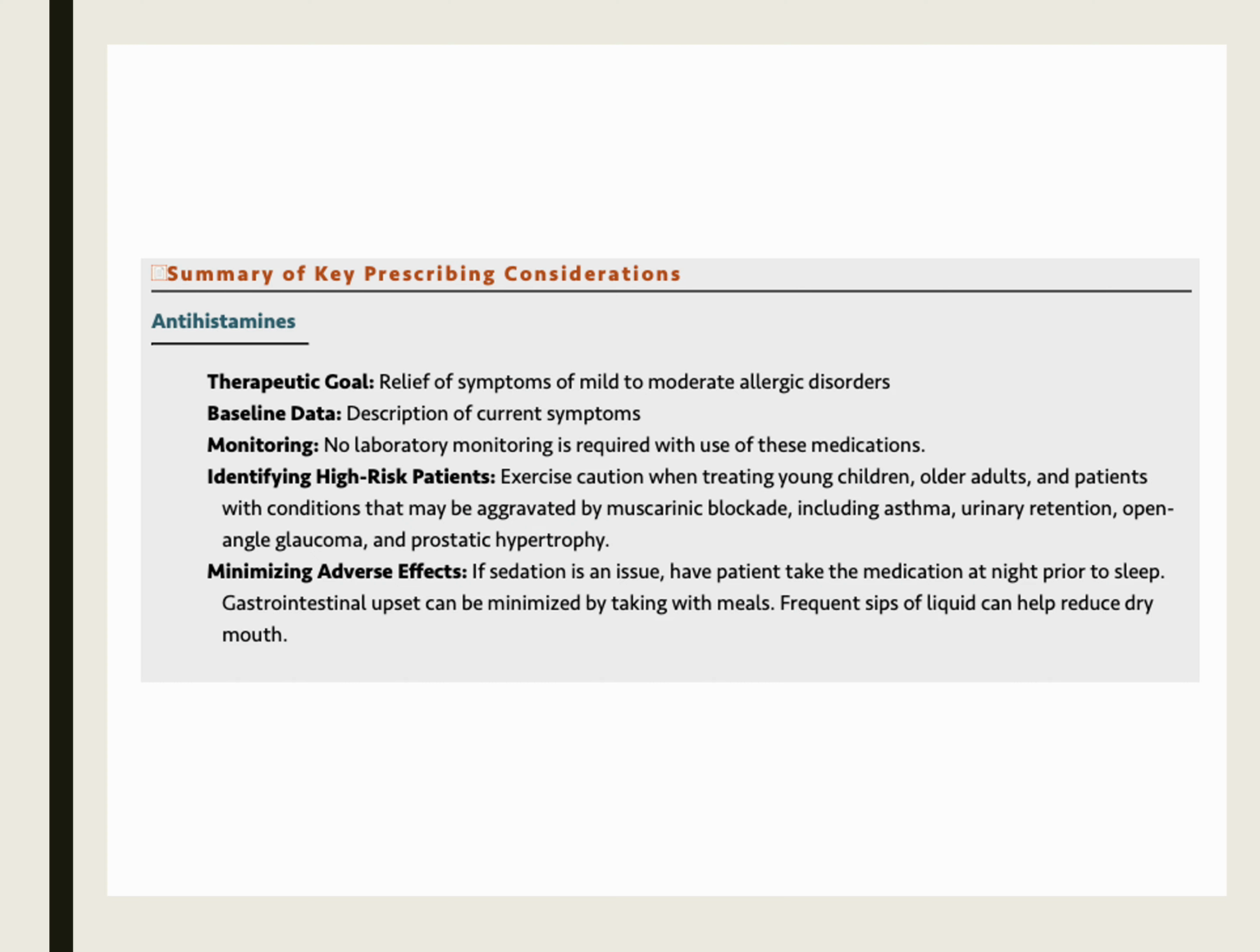The summary of key prescribing considerations for antihistamines is basically figure out what the therapeutic goal is, and usually it's the relief of mild to moderate allergic disorders. And then we want to get a baseline description of any of the symptoms that are occurring. We want to monitor judiciously and think about who is at high risk, noting that patients that may be aggravated by a blockade on the muscarinic receptor. Patients with asthma, urinary retention, open angle glaucoma, and BPH are at higher risk and perhaps should not have these antihistamines.